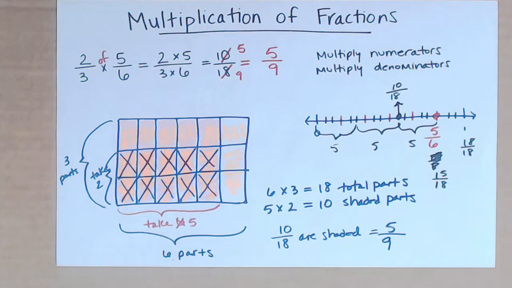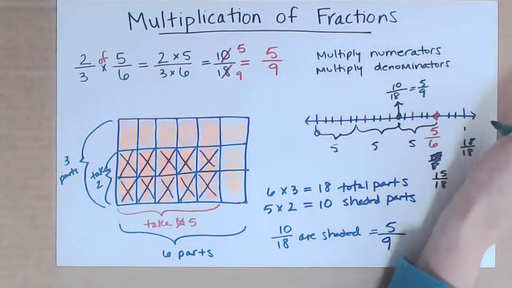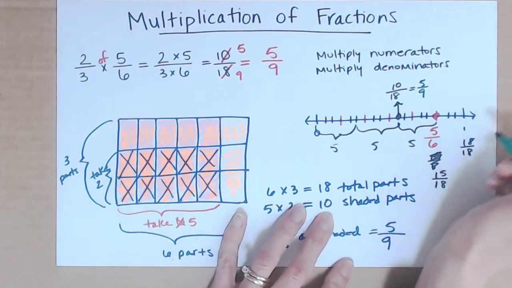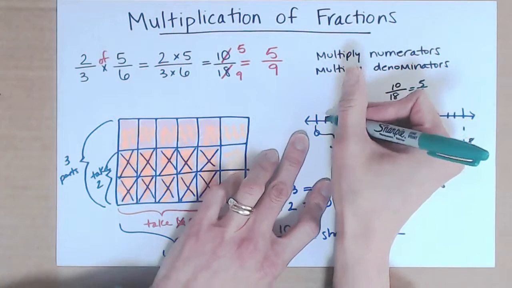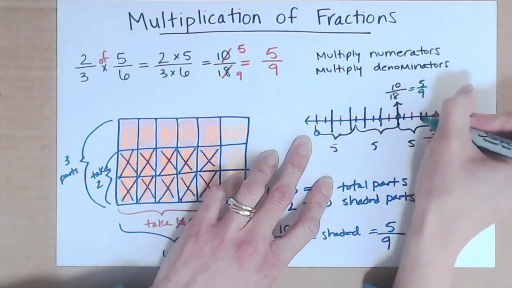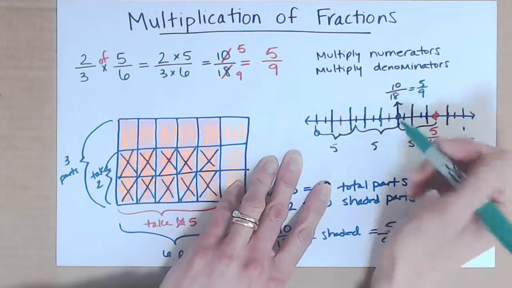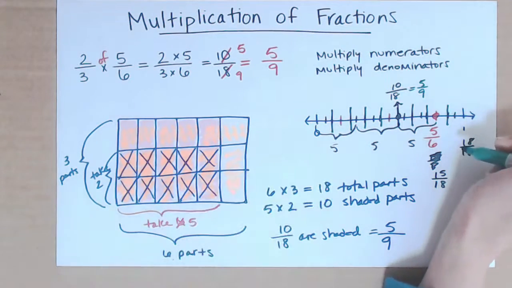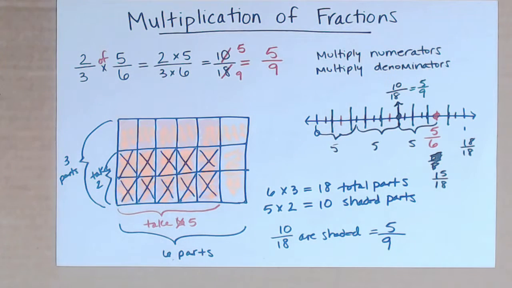And just one last note here. This point, 10/18, is the same point as 5/9. Because if we broke this segment into 9ths instead of 18ths, we would see that it's 5/9. Right now we are in 18ths, so if we combine every 2, we'll have 9ths. So here, here, here, here, here, here, here, here. Okay, so 1, 2, 3, 4, 5. So we're at 5/9.